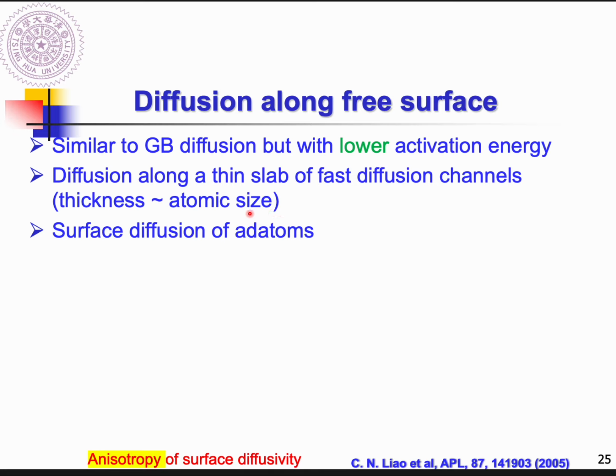You can consider the radius or the size of these atoms. The atomic size, the diameter of these atoms, can be considered as the thickness of this free surface. So here I'm going to give you an example of how to observe or visualize surface diffusion.